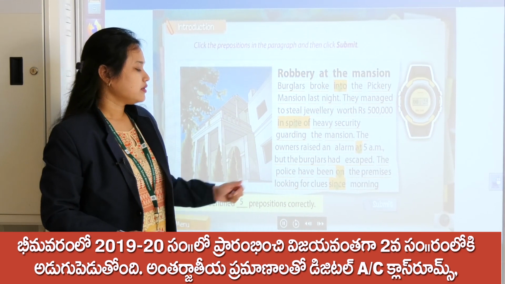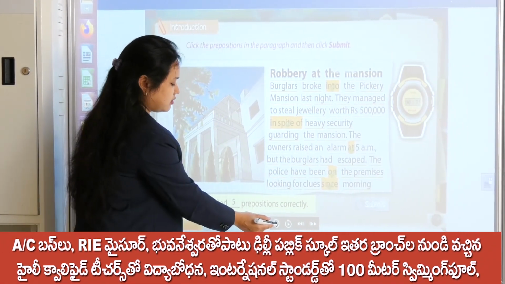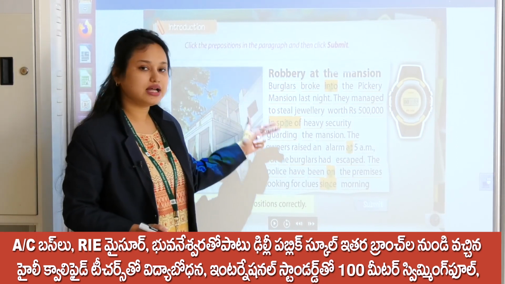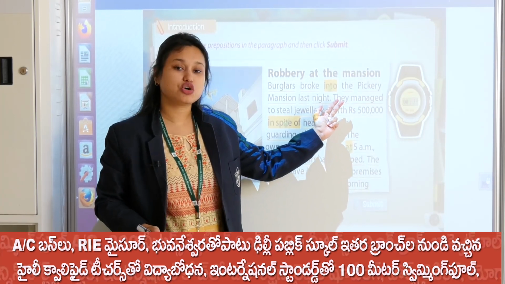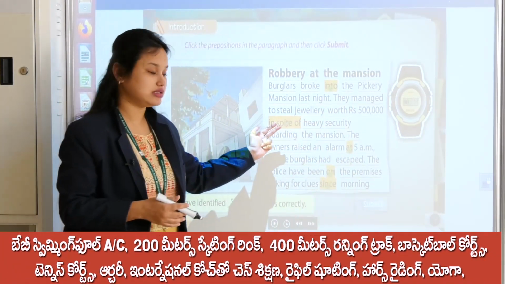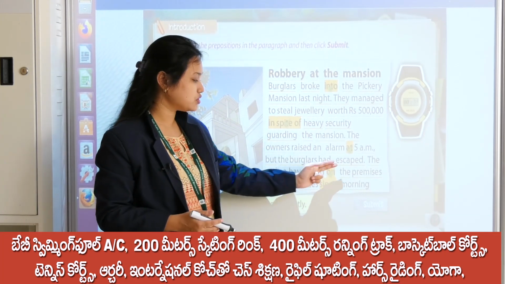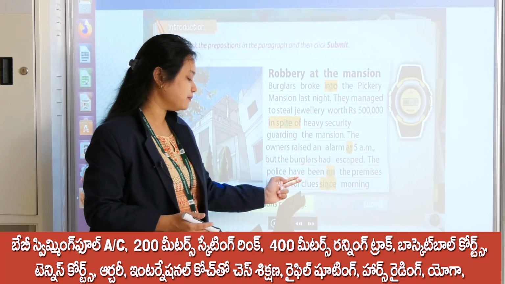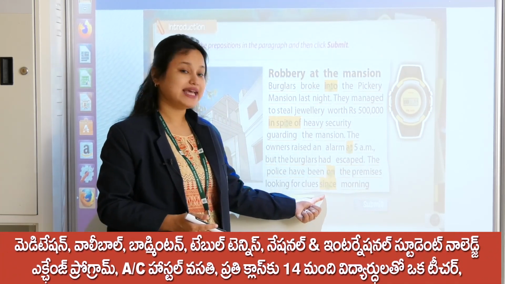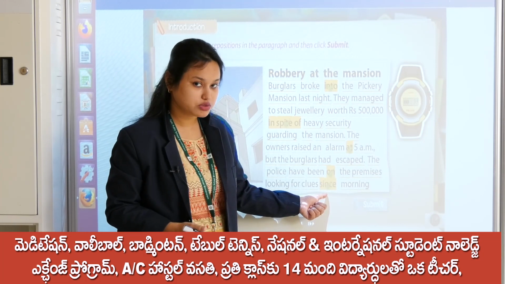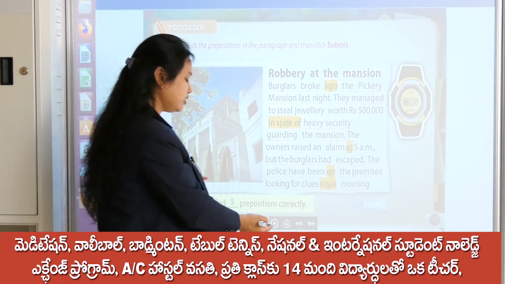Excellent. You have identified all the prepositions correctly. So now these all are the prepositions. Into the mansion, this is a preposition of motion. Okay, they went into the house. Okay, in spite of, again it is a preposition. At shows time. Okay, the police have been on the premises, place, right? And since morning, again talking about time, that since morning the police have been investigating the robbery.